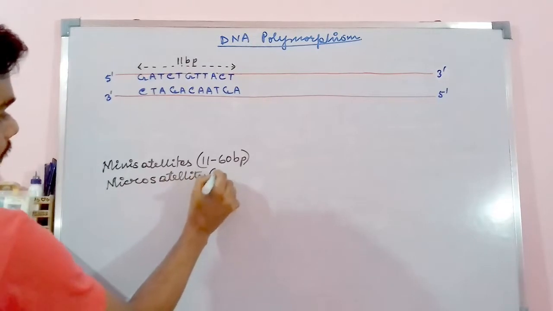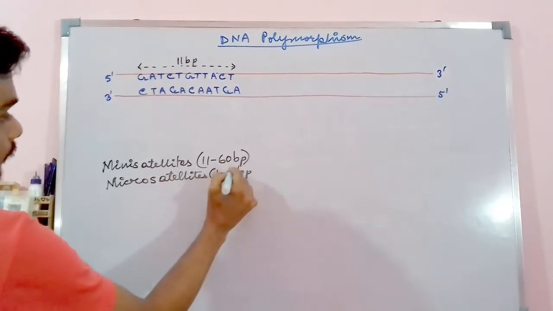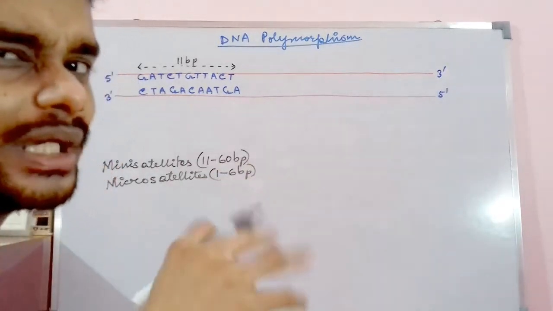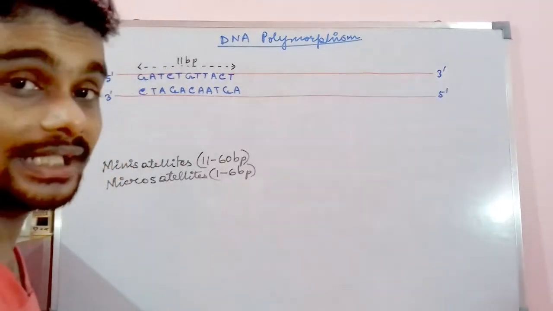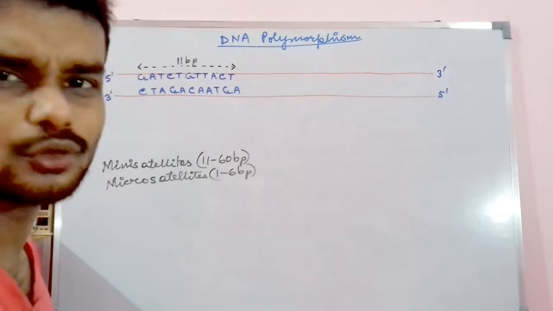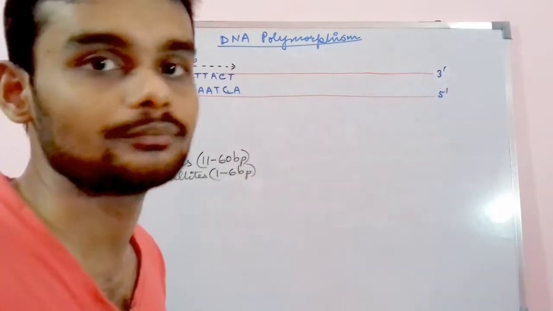Microsatellites. These are about 1 to 6 base pairs. These are microsatellites, very small, only 6 base pairs of nucleotides, found in so many genes across the entire 2.2 meter human genome. The chromosome is about 2.2 meter, right?